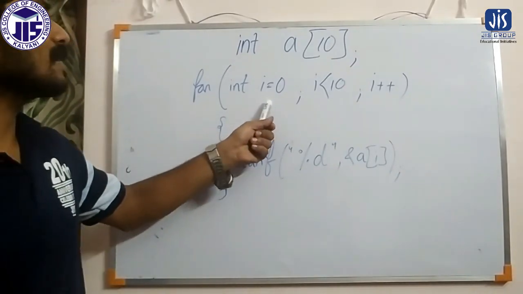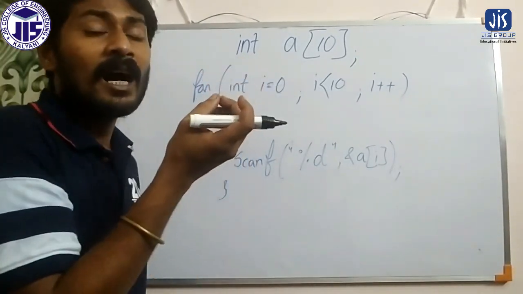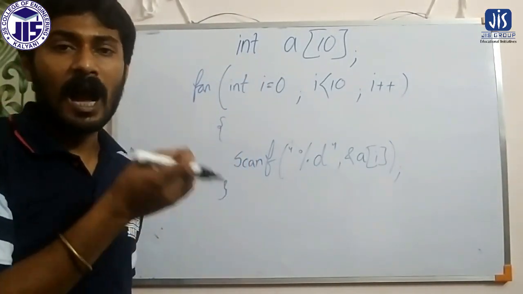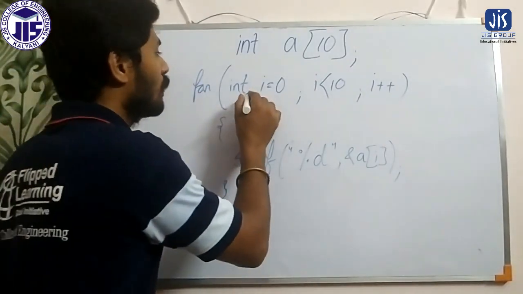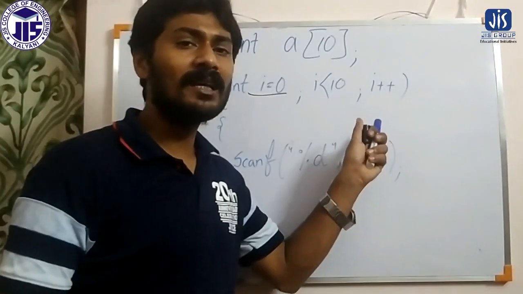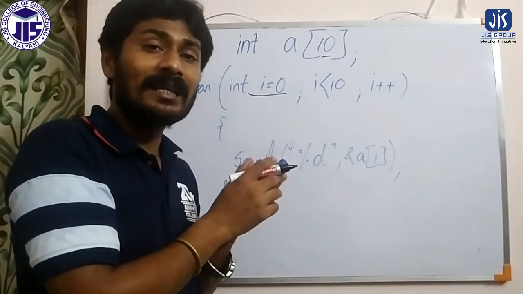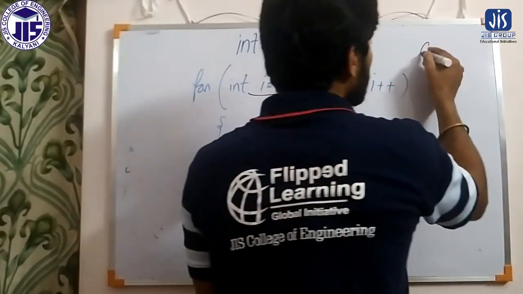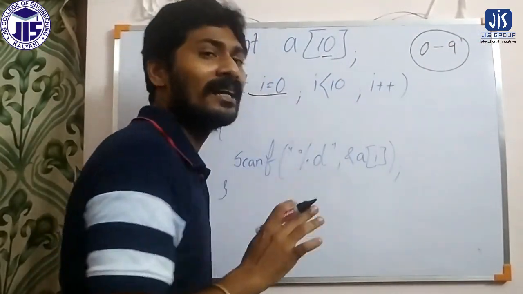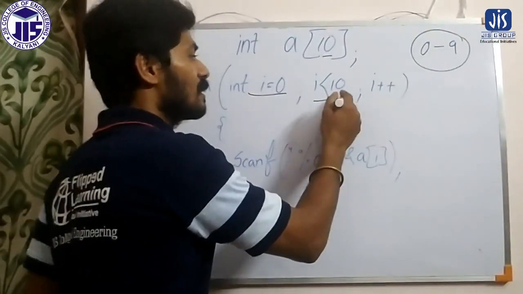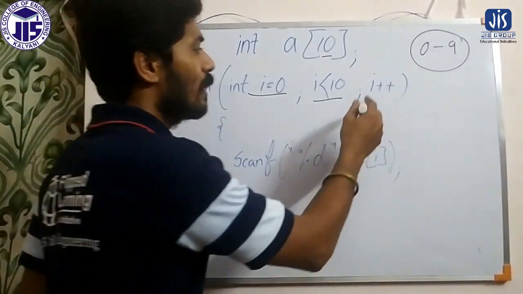Now why have I taken I as 0, and why I less than 10? I have considered 0 because I variable is representing the position, and in an array the position always starts from 0. That's why we have taken I as 0. And why I less than 10? Because if the size is 10, then the loop will iterate 10 times, from 0 to 9, which totals 10. As it is up to 9, I have taken I less than 10. And I plus plus why? From 0 position to 1 position, then 2 position. I have shown that.